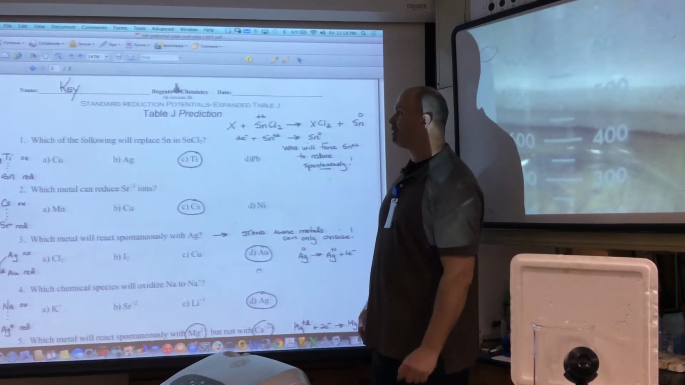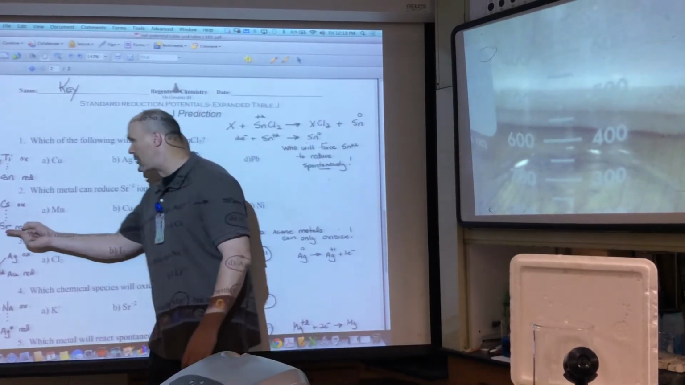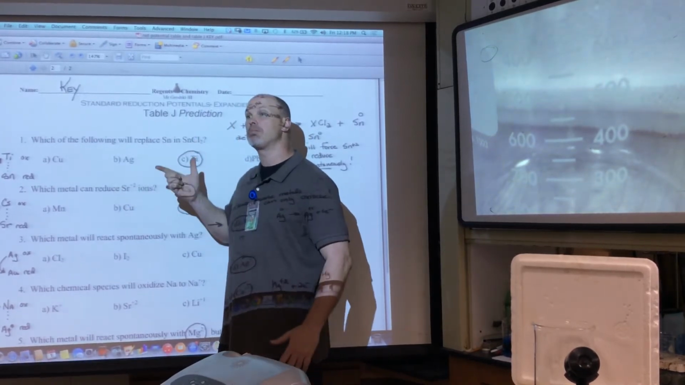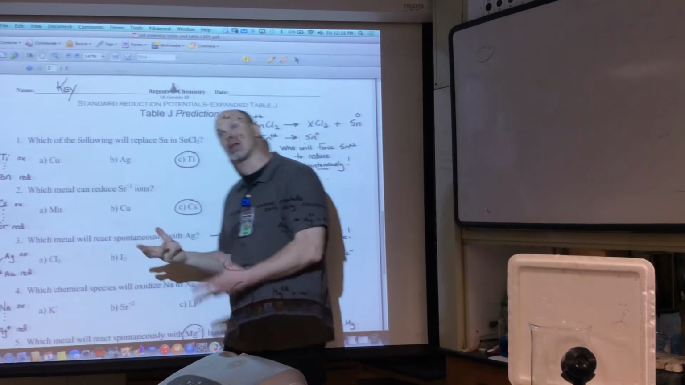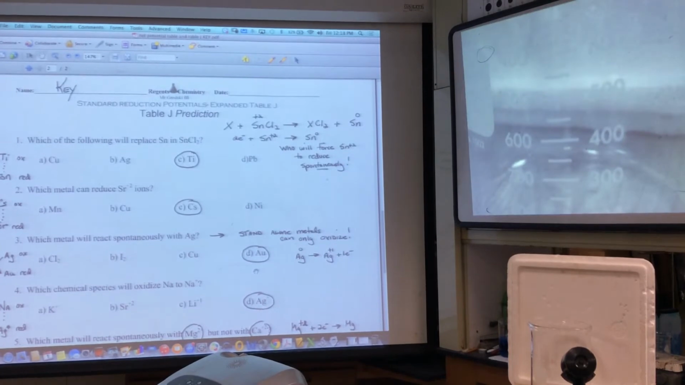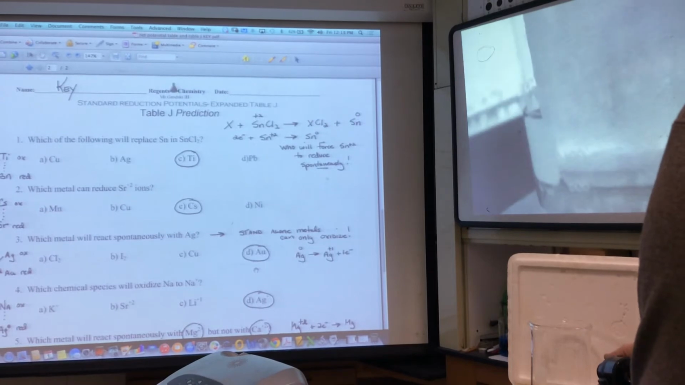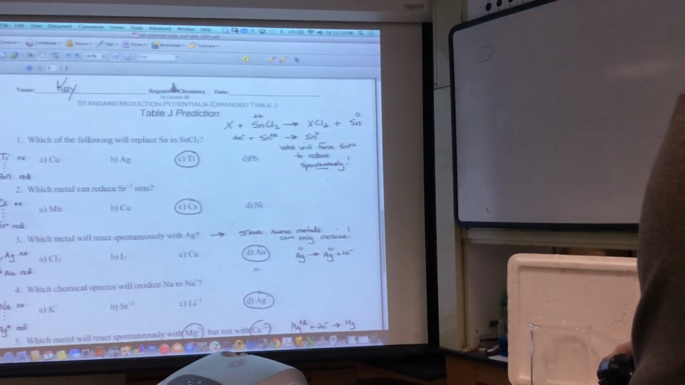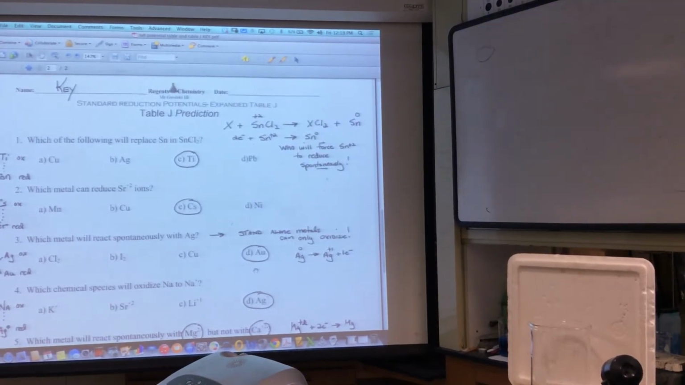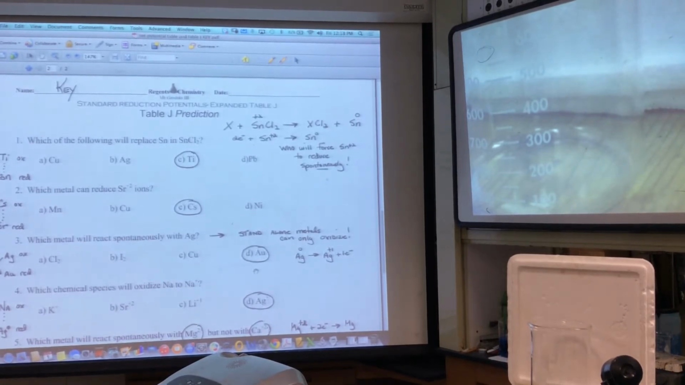Number two, which metal can reduce strontium plus 2? Well, if strontium plus 2 is getting reduced, I go to Table J and look for an element who's better at oxidizing. The one who oxidizes is listed higher. So that's how we use it. Now, I want all my future AP students out there to know that it's not so simple. We actually use net potentials to get that. So where Table J comes from is those net potentials.